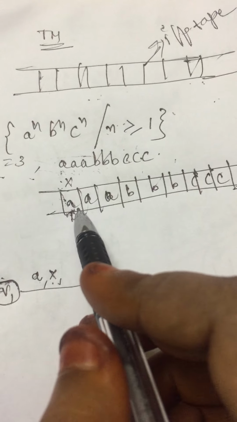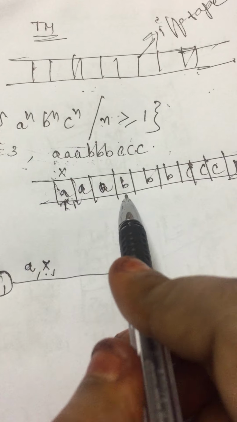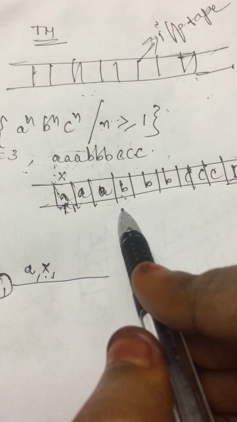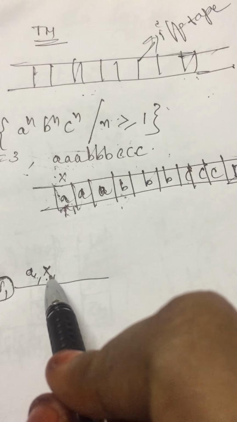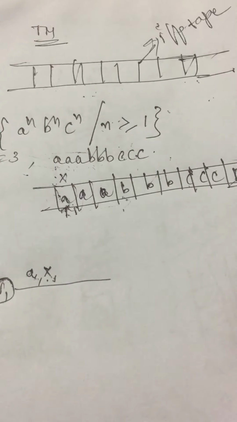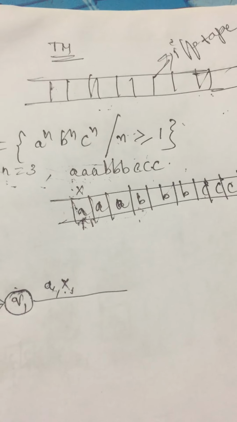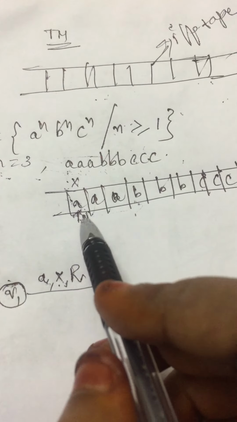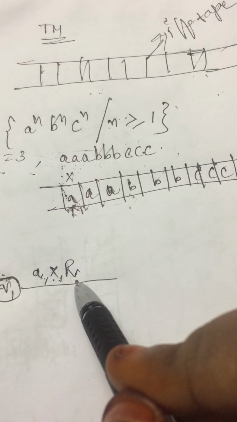And as I told you, after processing a single A, we need to process a single B and one C. So in order to process one B, we have to definitely move to the right direction. So here, after processing this A to X, in which direction we have to move in order to convert the first B to some other variable? That direction you need to mention here. So capital R indicates that after processing this A to X, we have to move to the right direction.